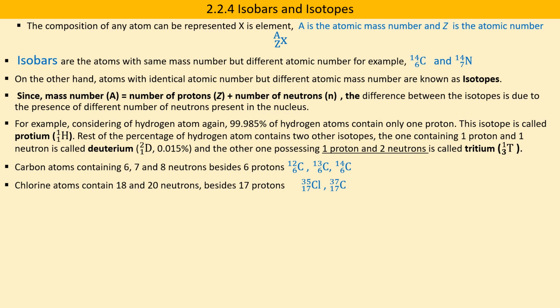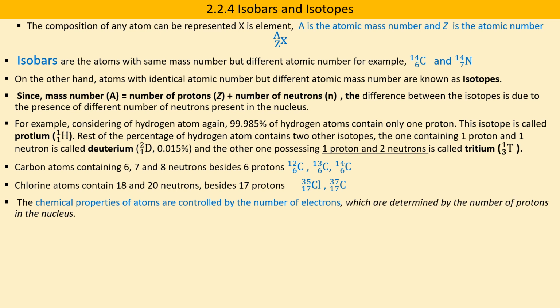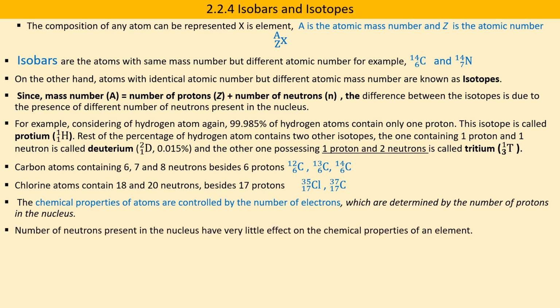Lastly, an important point to note about isotopes is that the chemical properties of atoms are controlled by the number of electrons, which are determined by the number of protons in the nucleus. The number of neutrons in the nucleus has very little effect on the chemical properties of an element. Therefore, all isotopes of a given element show the same chemical behavior.